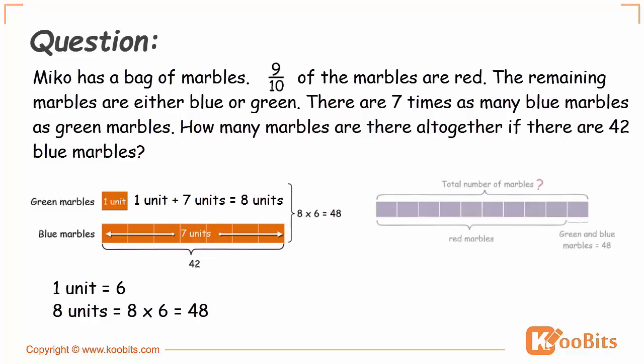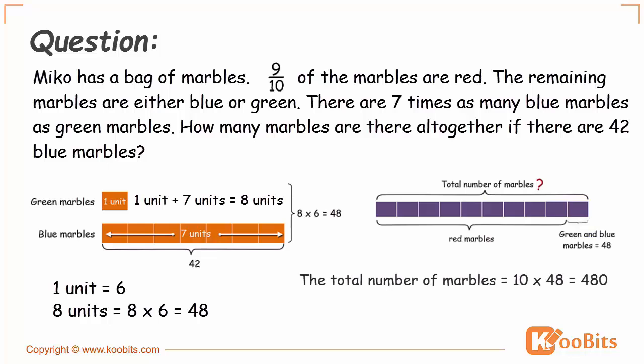Next, we know that blue and green marbles make up 1 out of 10 parts of the total number of marbles. Thus, the total number of marbles in the bag is equal to 48 multiplied by 10 equals 480. There are 480 marbles altogether in the bag.